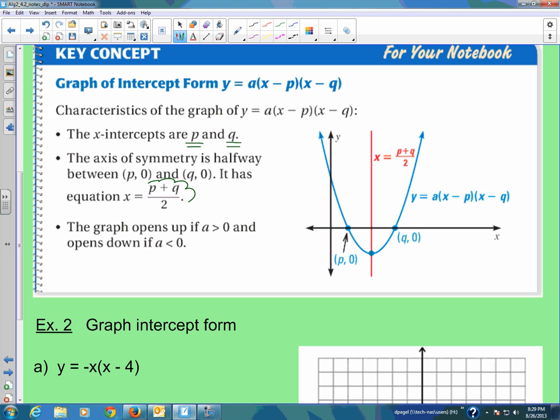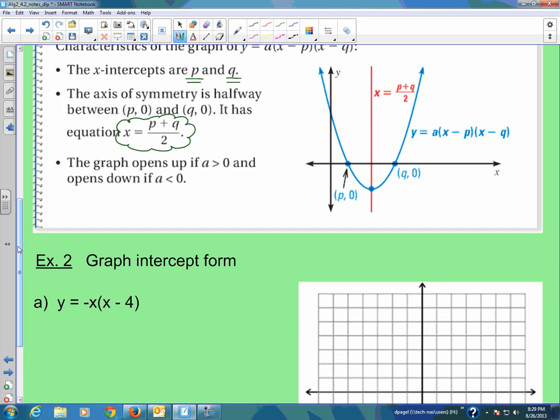And unlike our standard form with x equal negative b over 2a, now we have this x equal p plus q over 2. P plus q over 2 is an average. It's an average of my two x-intercepts. So that's what I'm going to use to find my axis of symmetry. Once I know my axis of symmetry, to find the y part of my vertex, the x part of my vertex is really p plus q over 2. And then I plug that value in, and I get to find out what this y value is.